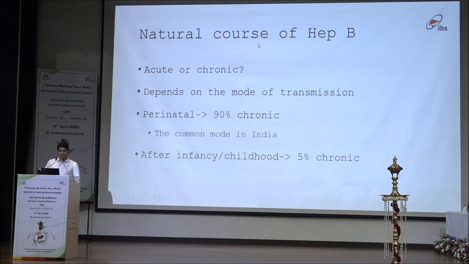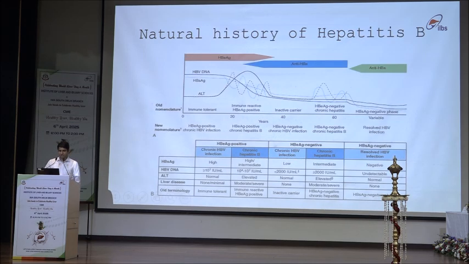So, what is the natural course of hepatitis B virus? Whether it's acute or chronic, this all depends on the mode of transmission. When the transmission is perinatal from mother to child, 90% of subjects will be chronic, will carry the infection in the chronic state. This is the most common mode of transmission in India. When the transmission of hepatitis B virus occurs in infancy or late childhood, the majority of the subjects will clear the virus, in around 95% of the patients, and only 5% will carry the virus in the chronic state.